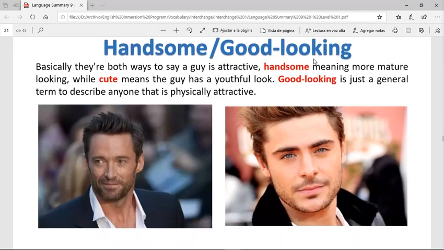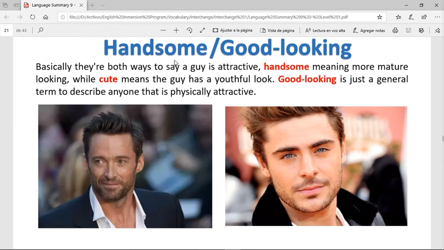Handsome and good looking. Let's see. Basically, there are both ways to say a guy is attractive. Handsome meaning more mature looking, while cute means the guy has a joyful look. Good looking is just a general term to describe anyone that is physically attractive. Basically, you say handsome to men that look mature. You can say that Hugh Jackman is handsome.